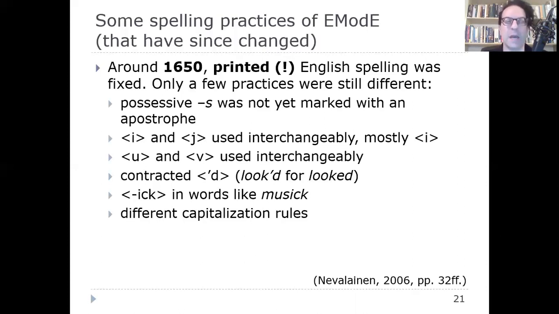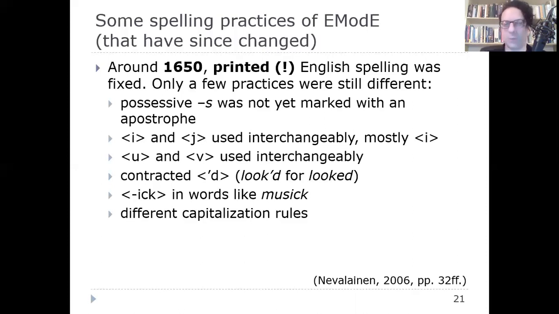So if you see a word like just, you would quite frequently just see I-U-S-T, which looks very strange to modern eyes. Also, the U and the V were still treated as being the same letter, which they are in the Latin alphabet. So they're still used more or less interchangeably. So what you often find, if you think of a word like love, for example, you will often see that spelled L-O-U-E instead of L-O-V-E in texts from the time.